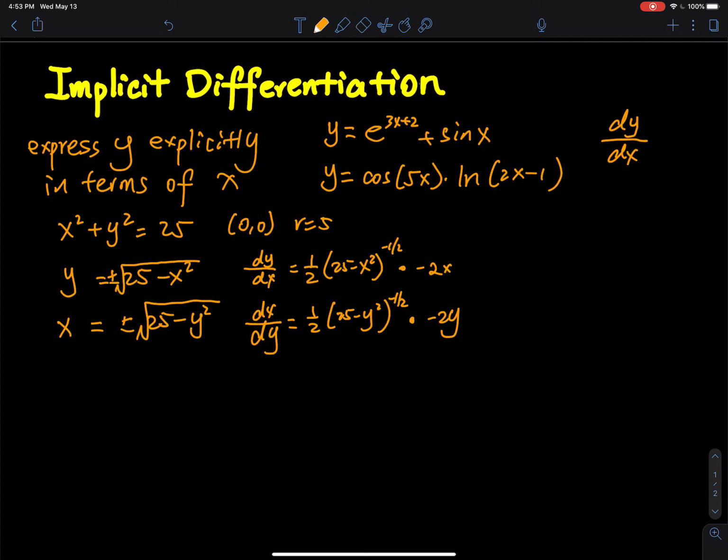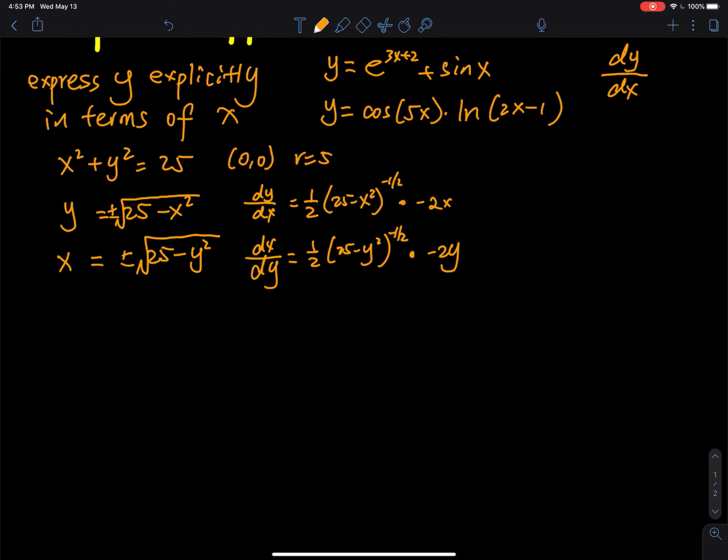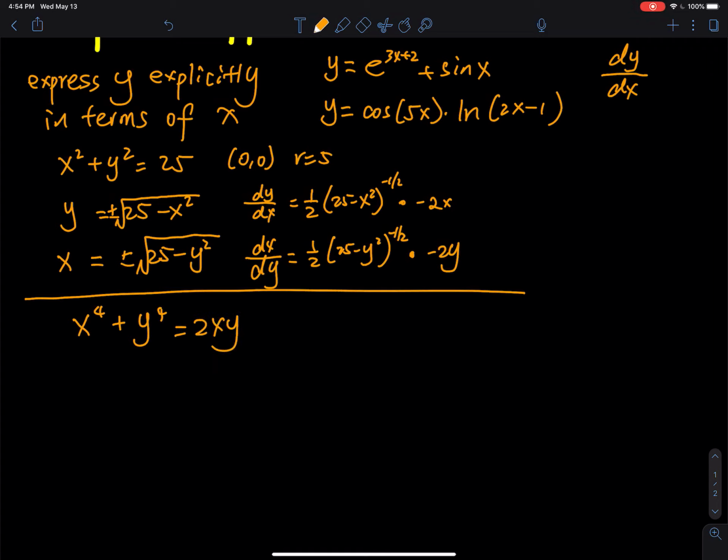What if you are not able to do so? You are not able to have x stand alone on one side, or y stand alone on the other side. So let's say we consider another function. How about this? We have x to the fourth plus y to the fourth equals 2xy, and you don't know what implicit differentiation is. I am asking you to give me dy/dx. That means I want you to take the derivative of y with respect to x. Can you do it? Let's try.